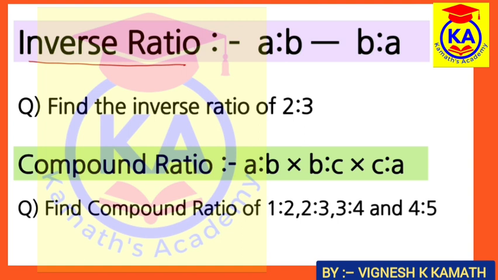Inverse ratio. If A:B is a ratio, the inverse ratio of A:B is B:A. This B will come to the front and A will go back. B:A is the inverse ratio of A:B. A:B will give B:A when it is an inverse ratio. Please note this.